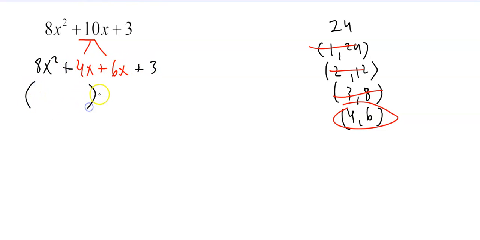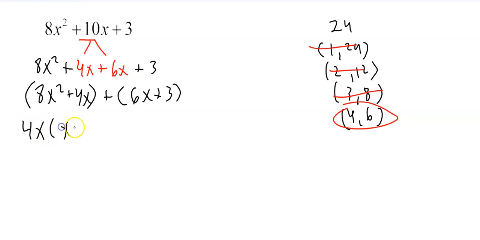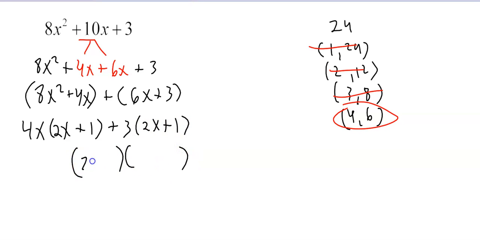We're going to group the first two terms, group the next two terms. And 6x plus 3. Pull out the GCF, so this would be 4x times 2x plus 1. And then 3 times 2x plus 1. Regroup them. You should have our factors here. So 2x plus 1 is one of them, and 4x plus 3 is the other.